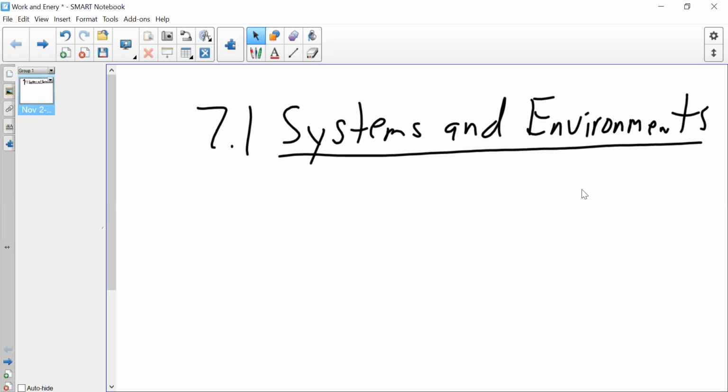7.1, systems and environments. So basically, I like to think of a system as comprised of two or more objects interacting with each other. So that's how I summarized the whole bit of 7.1. But then let's talk about some of the things that are in section 7.1. So I like to keep things as simple as possible.